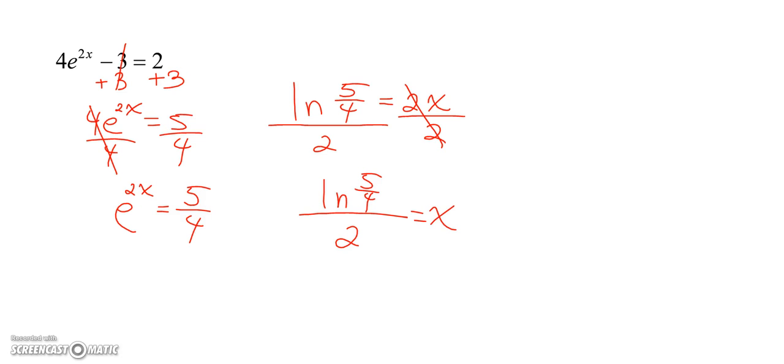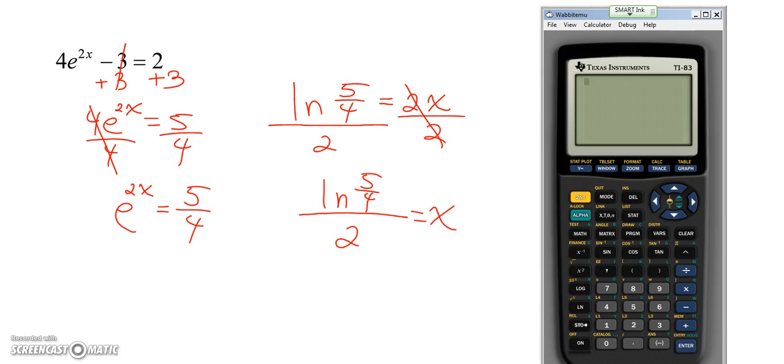We can put that into a calculator. So here's my calculator. I could just type in ln of 5 divided by 4, close the parentheses, enter, divide that answer by 2, enter. 0.111 or 0.112 if you want to round correctly would be our answer.